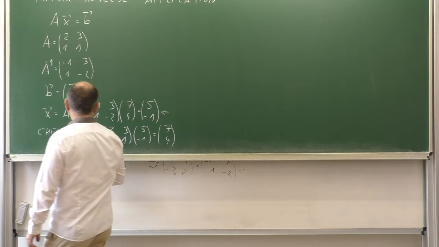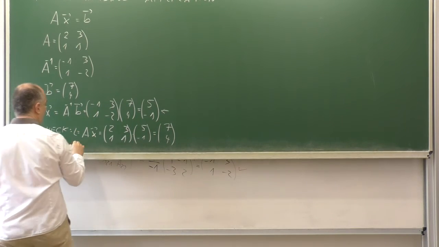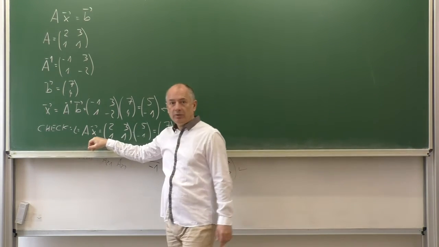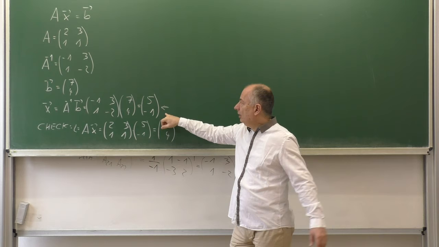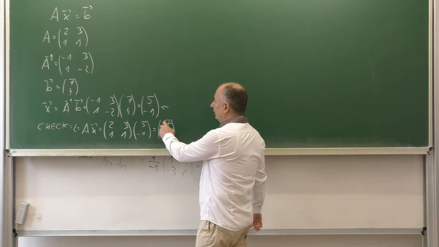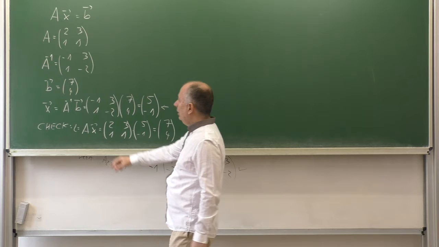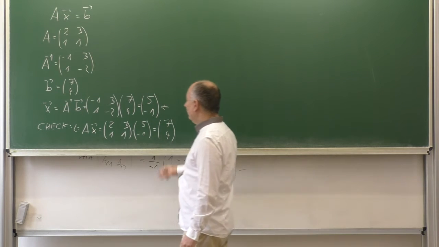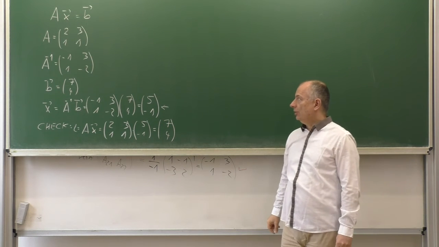So on the left, we have the matrix A times the vector x, which we hope to be 5, -1. And when we perform this multiplication, we get indeed the vector 7, 4, which is on the right. So it looks good. This is indeed the correct solution.